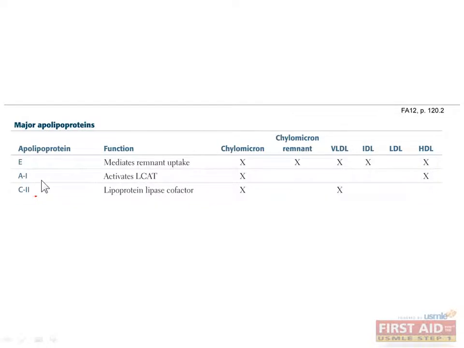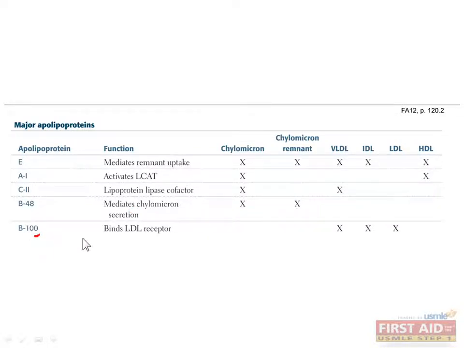Apolipoprotein C2 is a cofactor required for lipoprotein lipase, which is used for degrading triglycerides in VLDL and chylomicrons, which are the 2 lipoproteins that contain C2. B48 mediates chylomicron secretion, so this is found in chylomicrons and their remnants. Our last major apolipoprotein is B100, which binds to the LDL receptor and mediates VLDL secretion. This is mostly found in VLDL, IDL, and LDL.